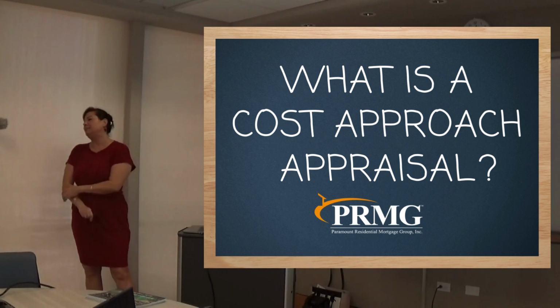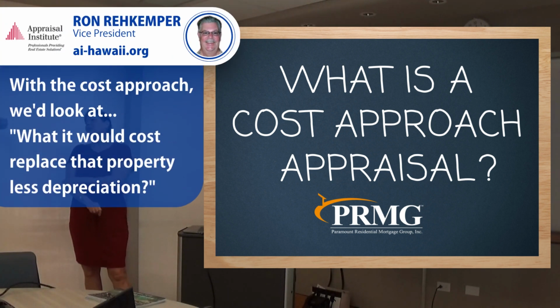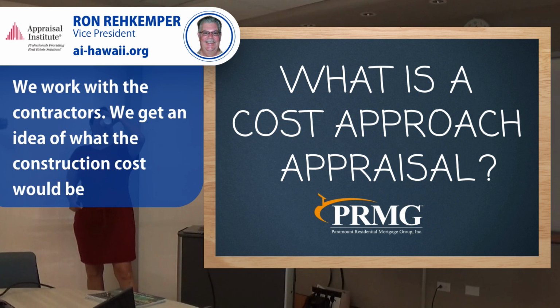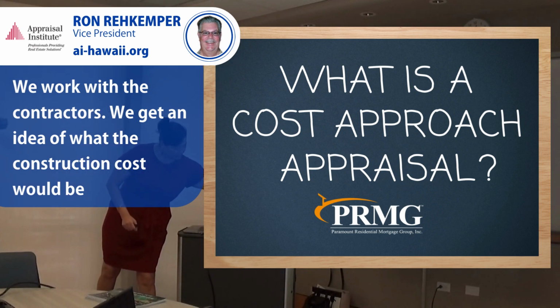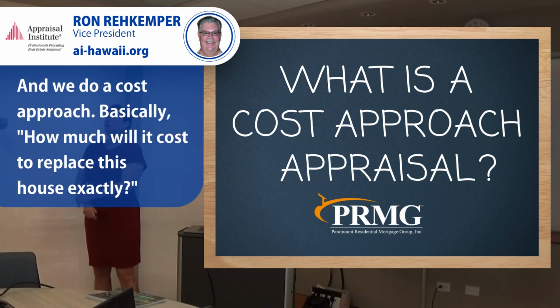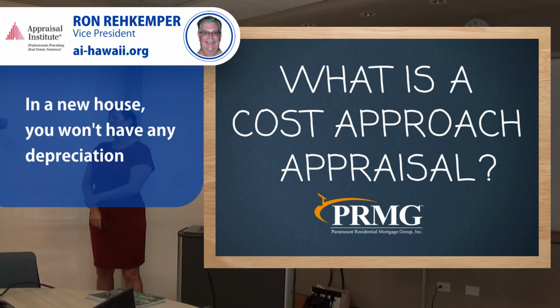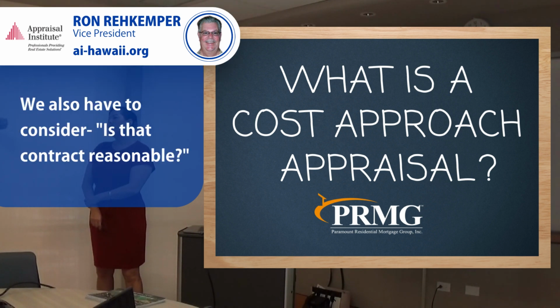So go ahead, Ron. Well, the cost approach, we look at what it would cost to replace that property less depreciation. We work with the contractors, we get an idea of what the construction cost would be, and we do a cost approach. Basically, how much would it cost to replace this house exactly, and then we add in the land value and take out any depreciation of the improvements. In a new house, you won't have any depreciation. We also have to consider, is that contract reasonable?